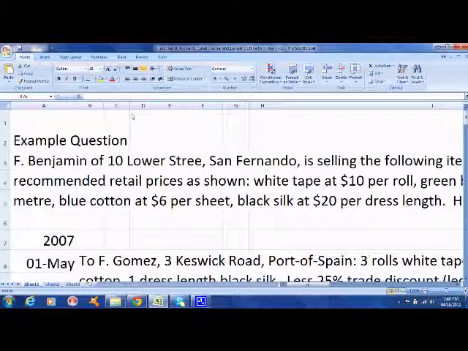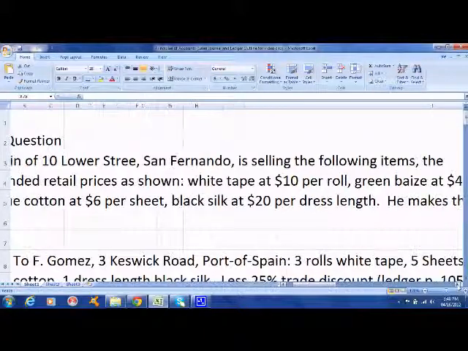Yes, friends, we're now going to look at the sales journal and the sales ledger. This is an example question for you guys. Let's go, let's read together. If Benjamin of 10 Lower Street, San Fernando, is selling the following items.